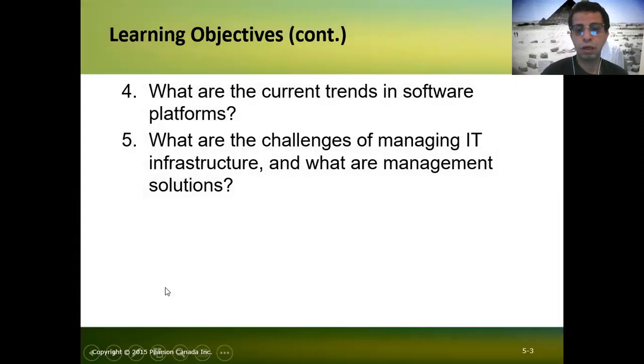Also, we're going to discuss what are the current trends in software platforms, and what are the challenges of IT infrastructure and what management solutions exist.